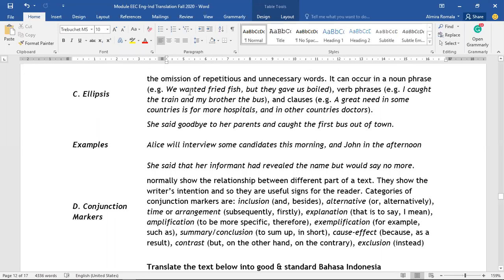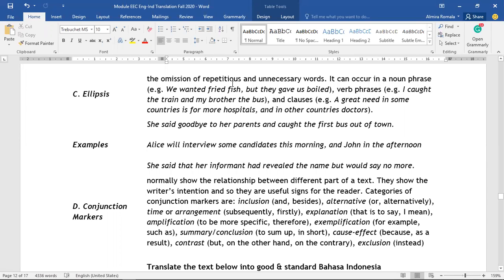For example, we want fried fish, but they gave us boiled. Okay, so it will be a problem in translating this if we don't take this cohesive device seriously, right? This cohesive device helps us to understand the whole meaning of the sentence. Actually, the complete noun phrase is boiled fish. So we can translate it into kita pengen ikan goreng.